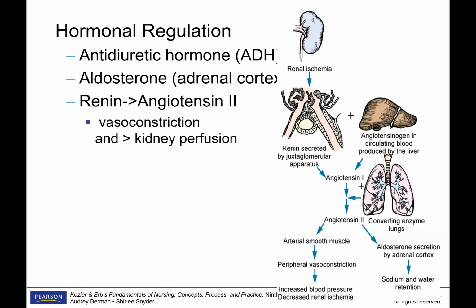The other type of medication that can be taken is an ARB, or angiotensin 2 receptor blocker. That is also going to block the process after angiotensin 2 is created, but it's going to block the receptor so that it can't go to the arterial smooth muscle and cause peripheral vasoconstriction, or go to the adrenal cortex and cause aldosterone to be secreted. So both of those types of medications decrease blood pressure by blocking this particular mechanism of action.